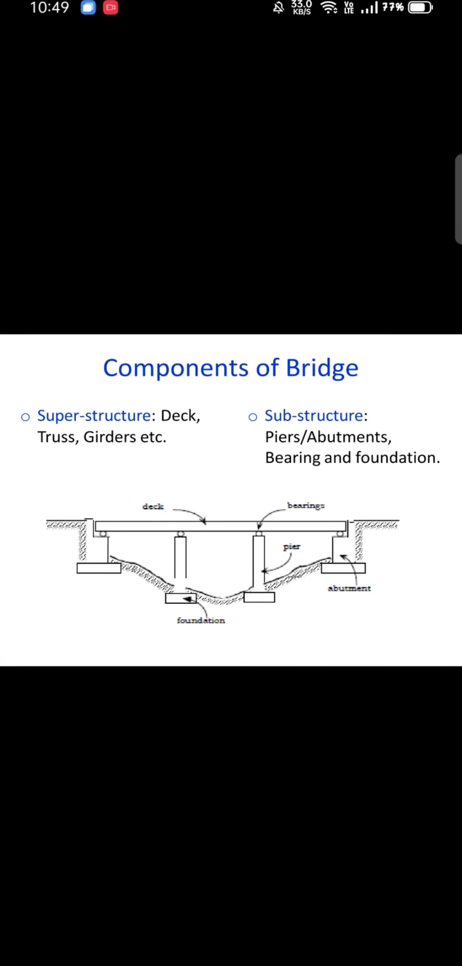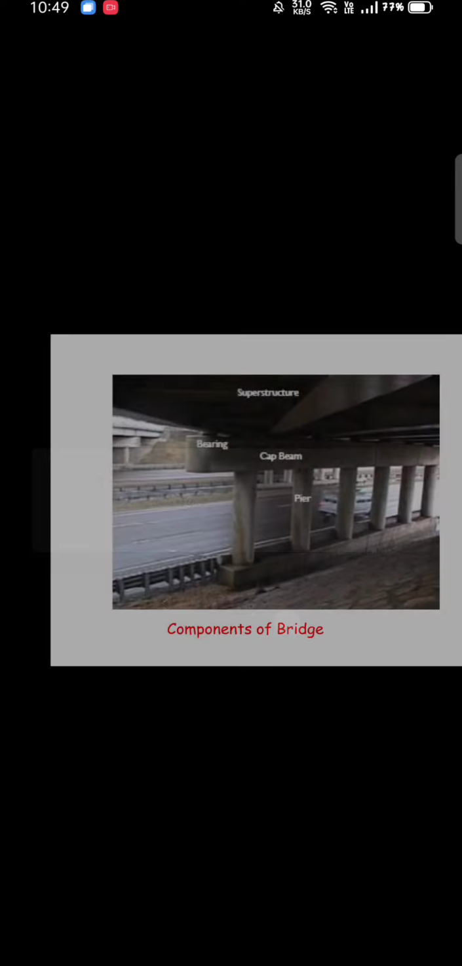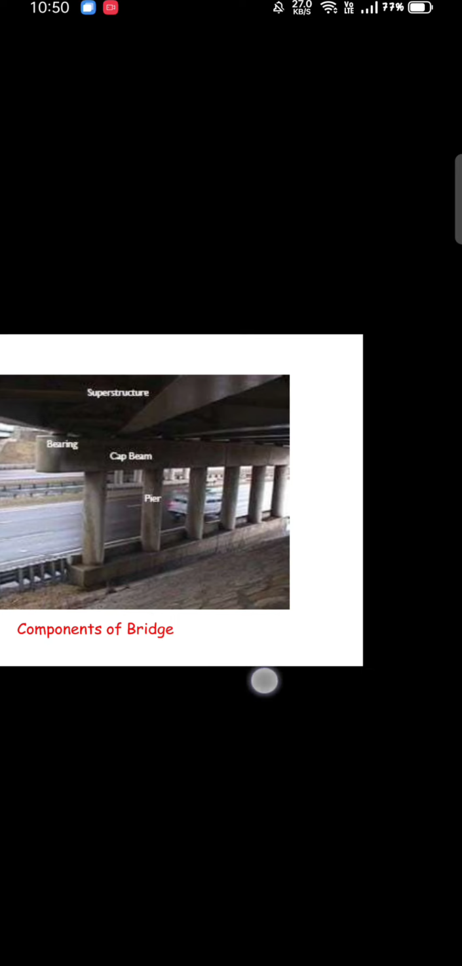These are some of the components of a bridge. The superstructure comprises the deck, truss or girders, and the substructure comprises piers, abutments, bearings and foundation. So we can see the various components of the bridge here. The superstructure, that is the deck, is carried by various beams, and below that you will have a bearing, and to that we have a cap beam.